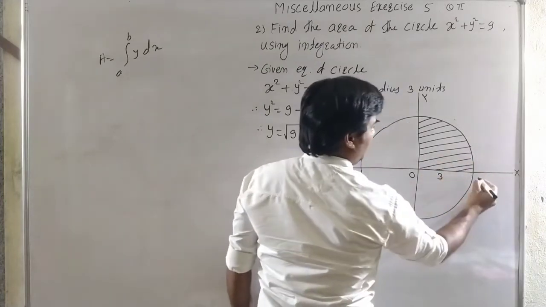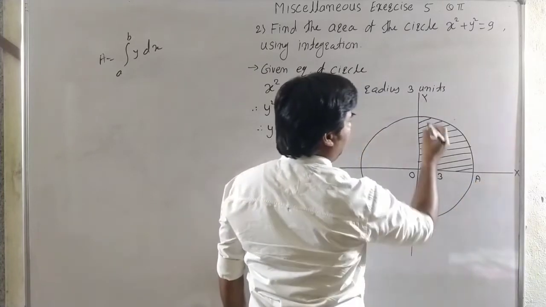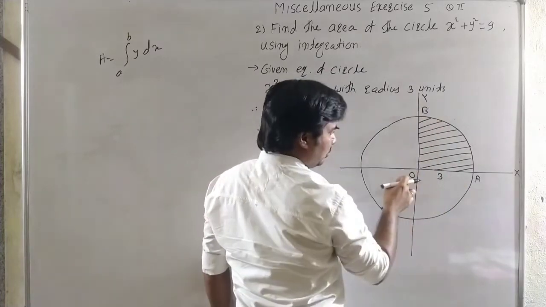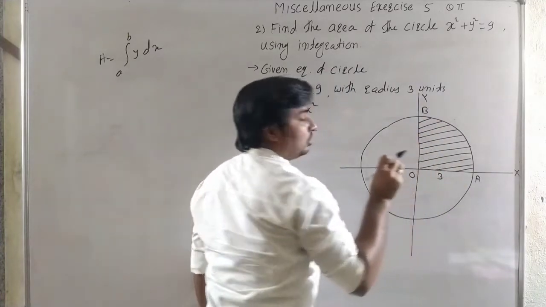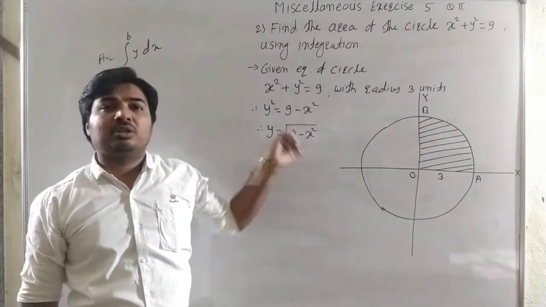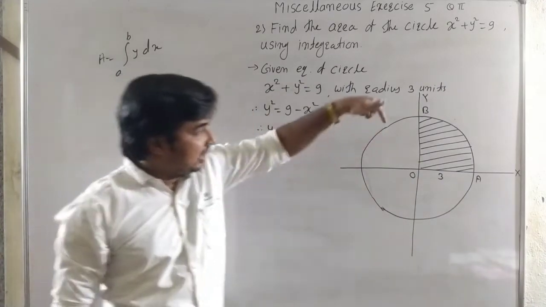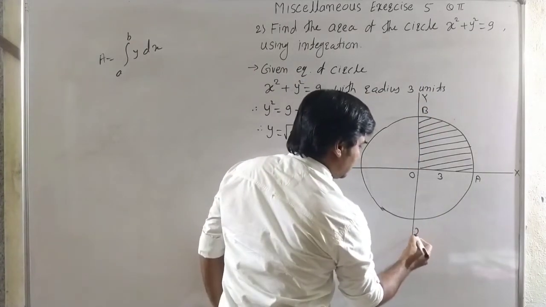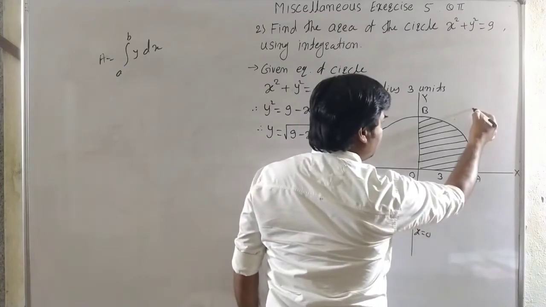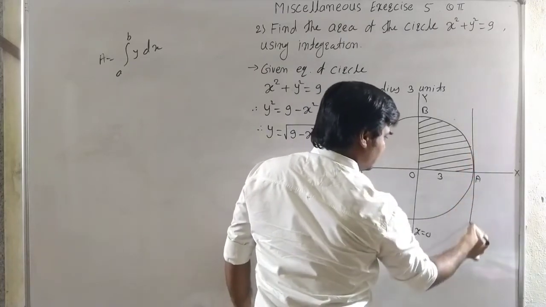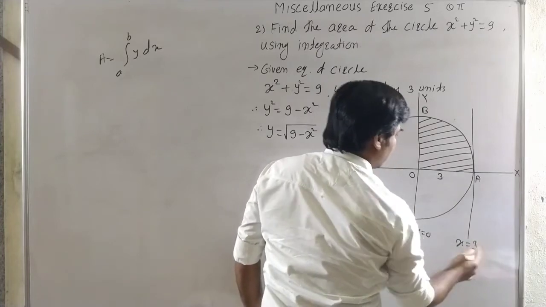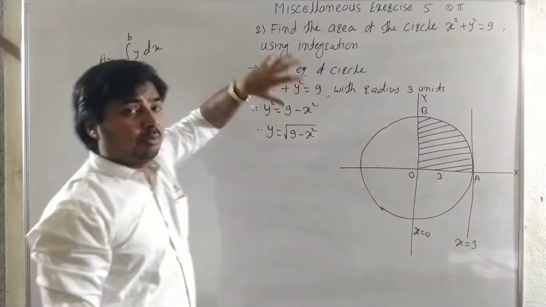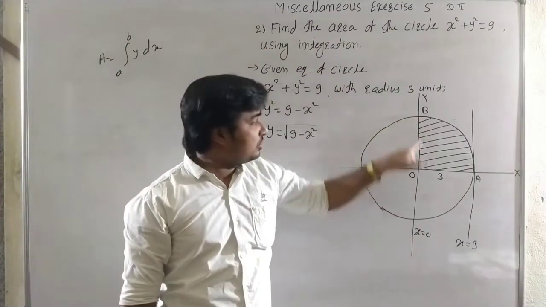Now here we can take O, A and B. Here O, A, B, O is a quarter of the circle. That means the area of the complete circle is 4 times the area of this region. And the area of this region is bounded between the lines x is equal to 0 and x is equal to 3. Here 0 to 3, that means a is equal to 0 and b is equal to 3. But the area of the complete circle is 4 times this region.